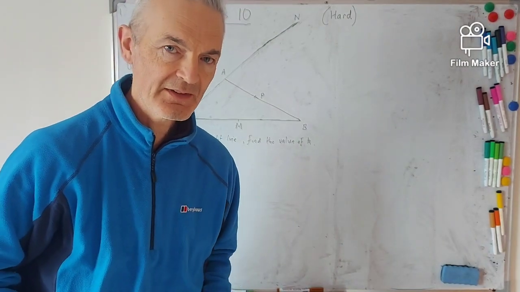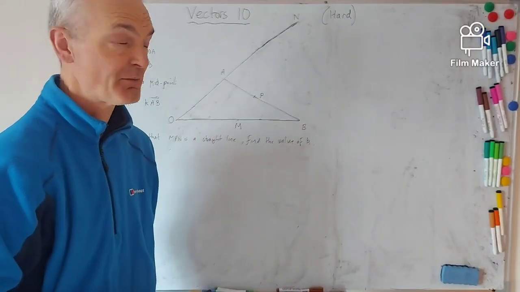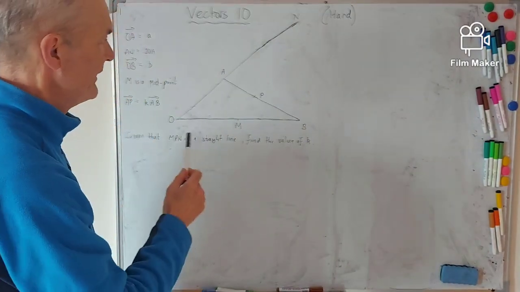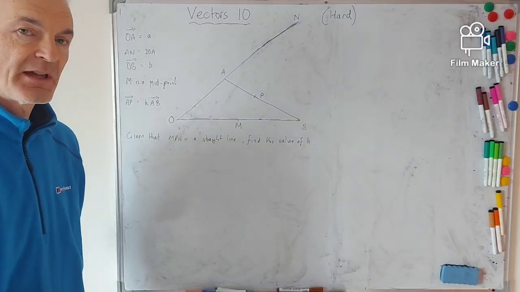Welcome to the House of Maths and my next vector question. Here it is, 10th one, and again it's going to be a hard one. So here's our shape and we're given some information about it.